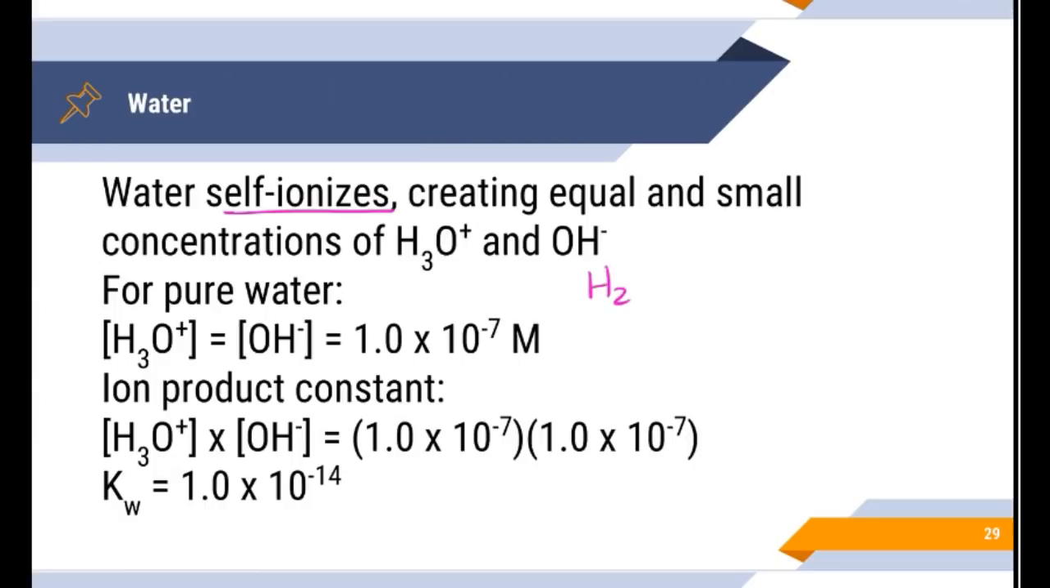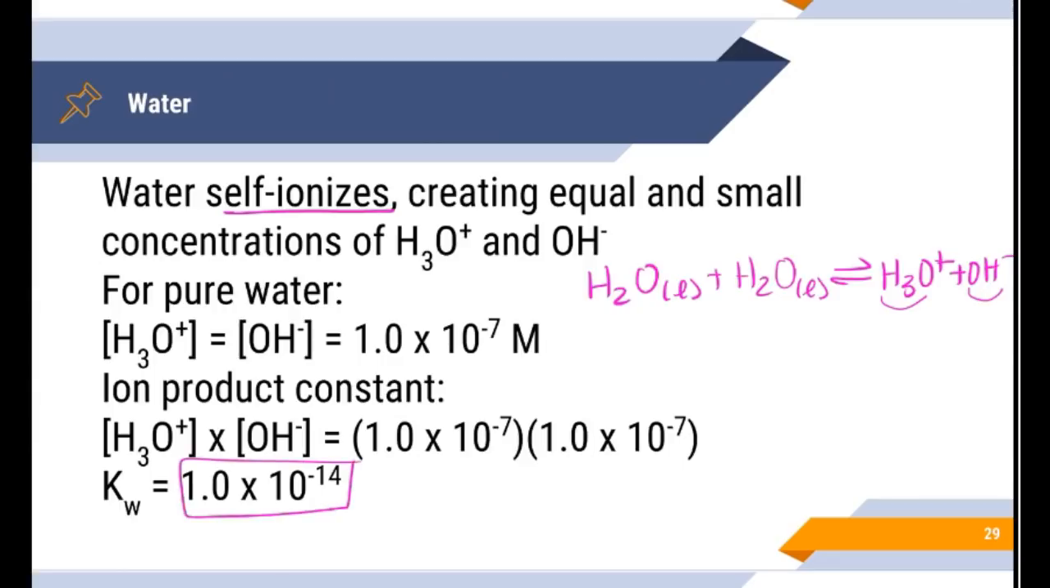I have water hanging out with water in equilibrium, so this is a weak behavior, creating hydronium, which is like an acid thing, and creating hydroxide, which is a base thing. So water can act as both. And 10 to the negative 14 is how well it goes in this direction, so not very much.